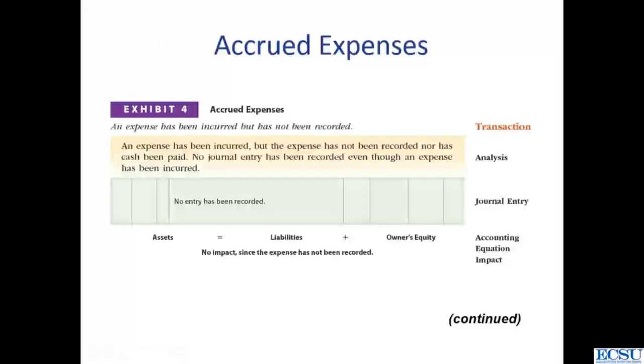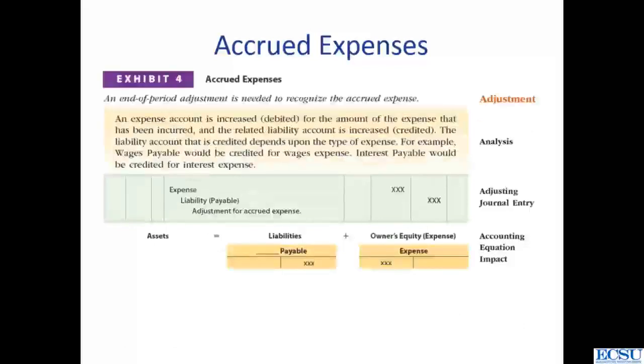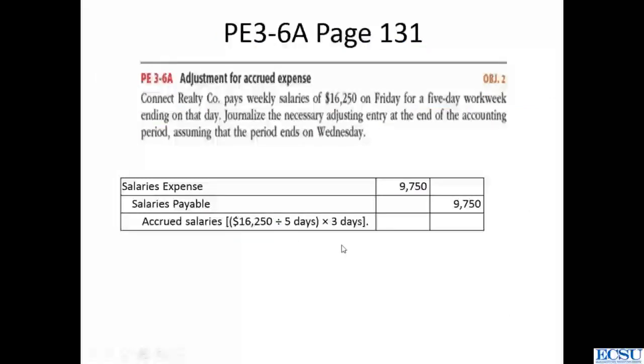Whenever expenses have been incurred but have not been recorded, of course there will be no record. That's why it hasn't been recorded. But when we bring it to the record using the adjusting journal entry, then we'll be debiting the expense account and crediting the expense payable account. That's a liability account. So that's how we'll be adjusting the accrued expenses.